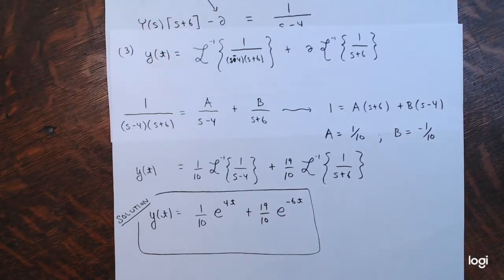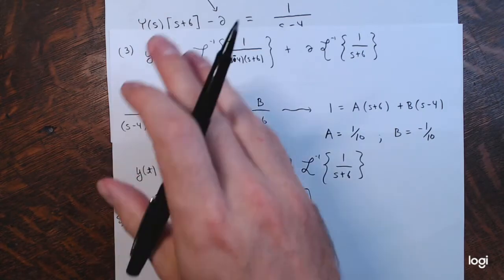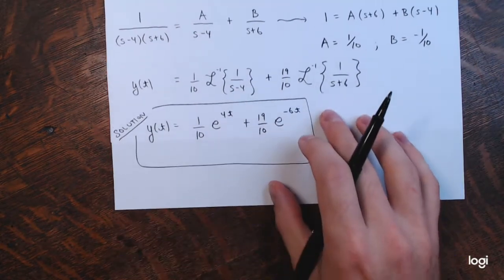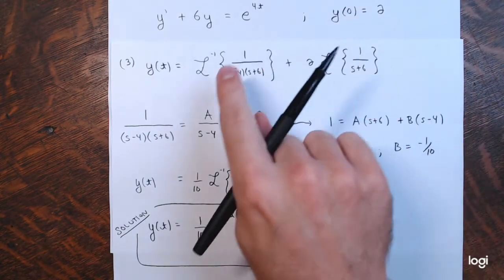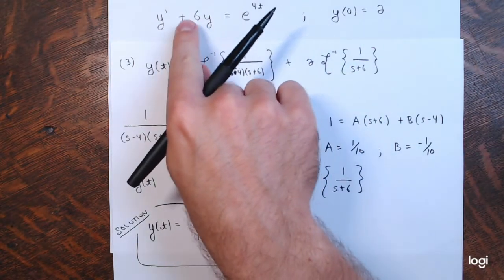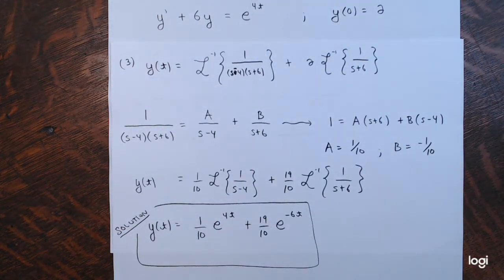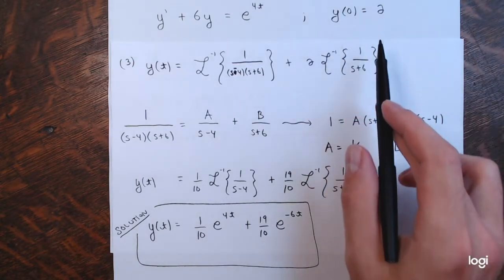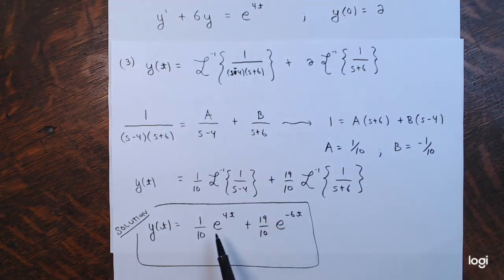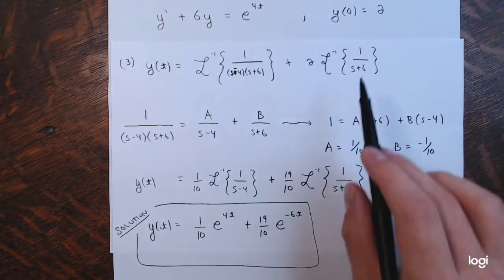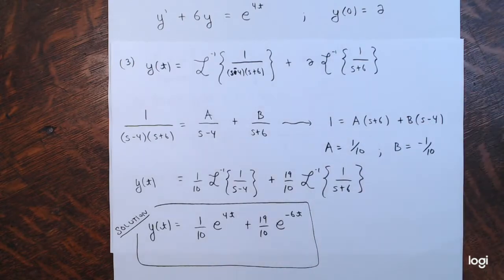All right, and you can double check. Take the derivative and substitute into our differential equation up top here. It should work out. And also, does it satisfy the initial condition? Yeah, when t is 0, you'd get 1/10 plus 19/10, so this is 20/10, so this is 2. Again, I'll leave that to you to verify, but this should be good.